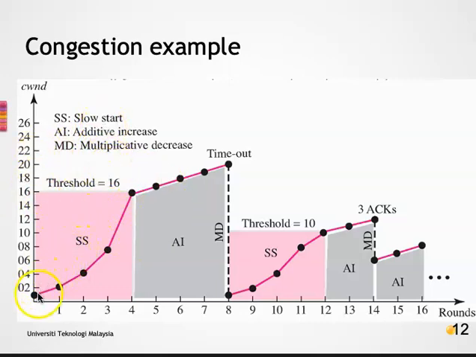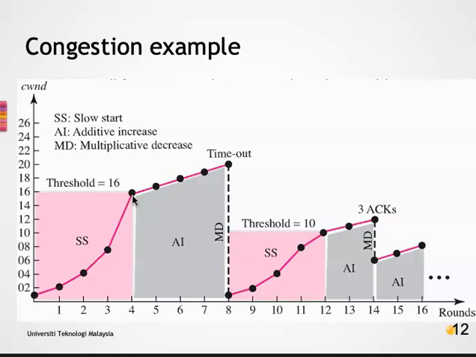So at the beginning of the slow start phase, the CWND size grows exponentially from 1 to 2 to 4 to 8 until it reaches 16, which is the slow start threshold of the congestion.